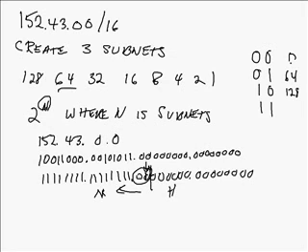And now we've got to say, well, what about 1, 1? Well, that means we've got to add these two together, 128 and 64, and that is 192. Now remember, these are network numbers.